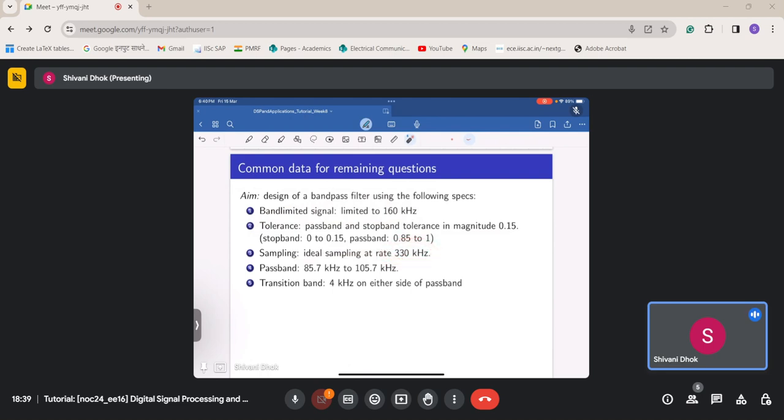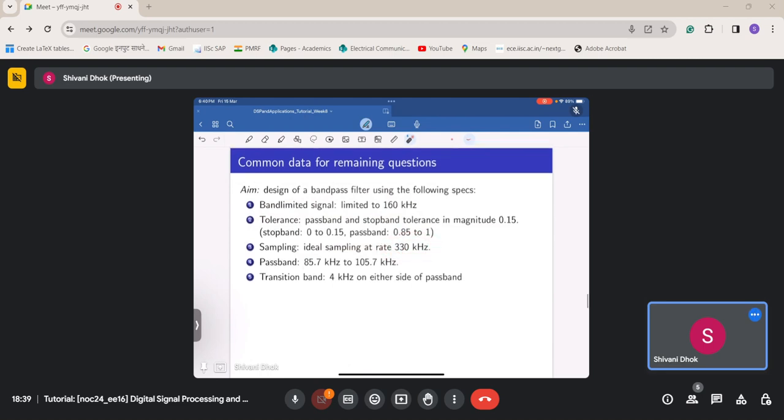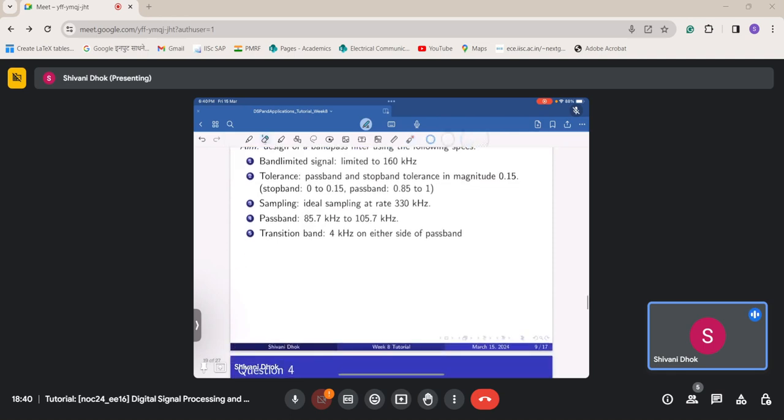Then we are given that this pass band is from 85.7 kilohertz to 105.7 kilohertz, and the transition band is 4 kilohertz on either side of the pass band.